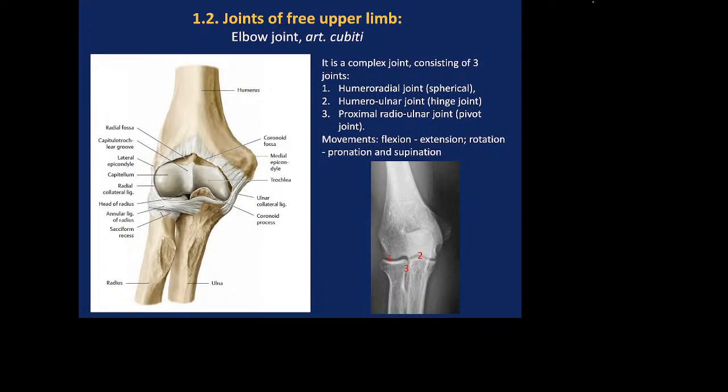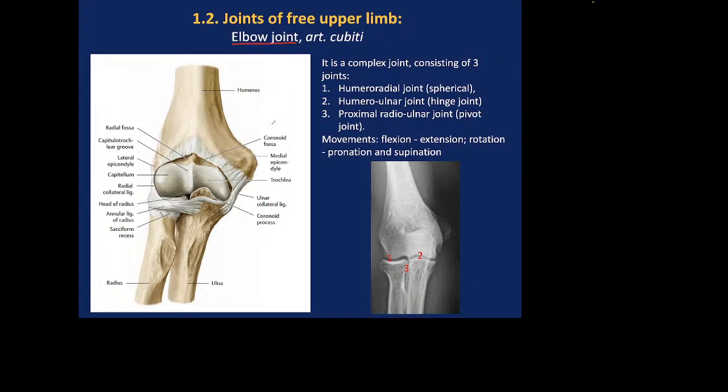Next, the joint of the free upper limb is named the elbow joint. This is a complex joint because it is made from three joints: the humeroradial joint, here or here; the humeroulnar joint between the ulna and humerus; and the proximal radioulnar joint, it is here or here.